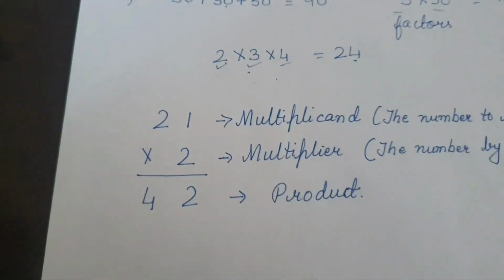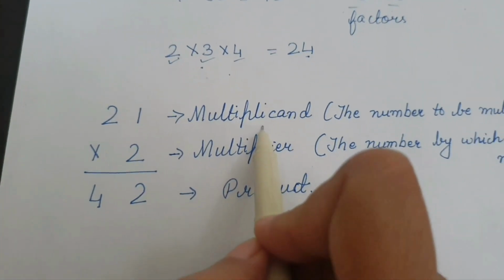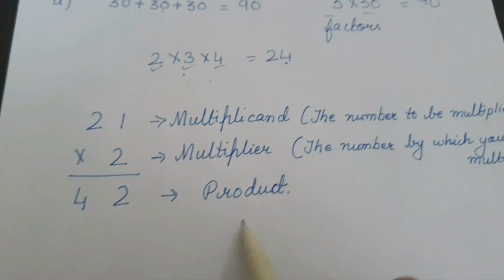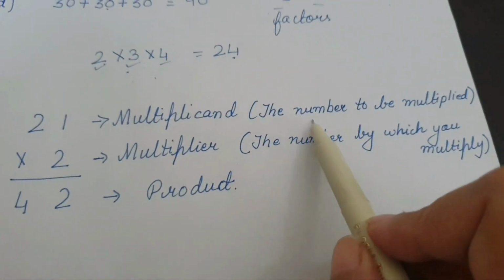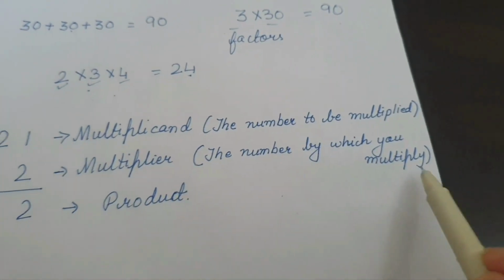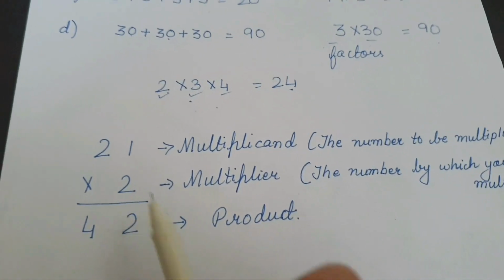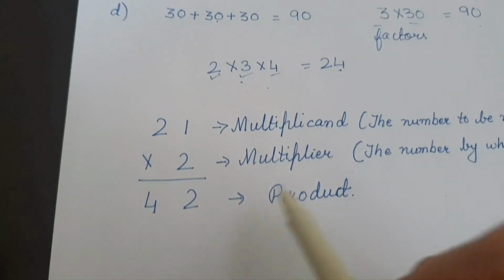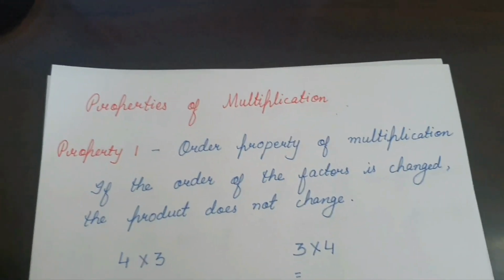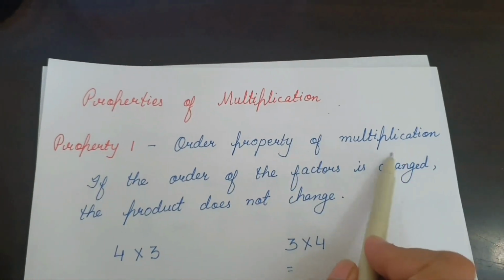Fine. And the basic terms for that: here you can see this is called the multiplicand. The other one is the multiplier, and the answer for multiplication is called the product. Multiplicand is the number to be multiplied, and multiplier is the number by which you multiply. You are multiplying with this number, so this is your multiplier. Now let us go through the properties of multiplication. The basic properties are: property 1 is the order property of multiplication.